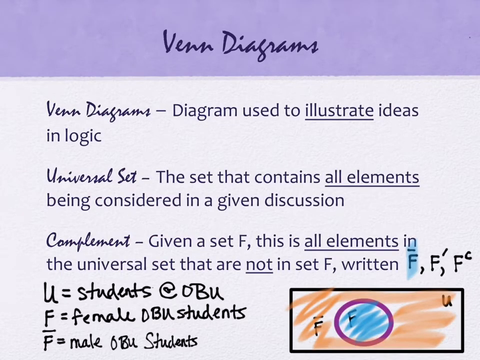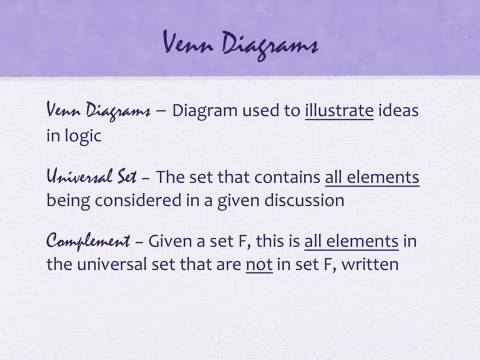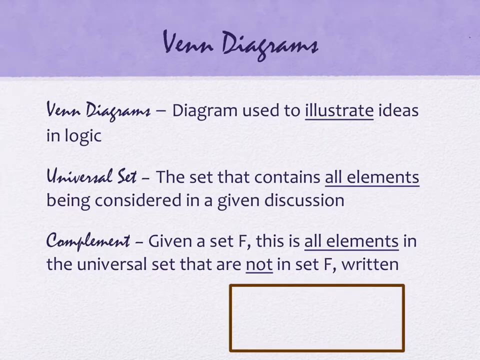Whoops, I guess this slide did not get cleared off. Let me try that. Okay, Venn diagrams. Venn diagrams are diagrams used to illustrate ideas in logic. They will have a rectangle. That's what I just erased. The rectangle represents the universal set U that contains all elements being considered in the discussion.